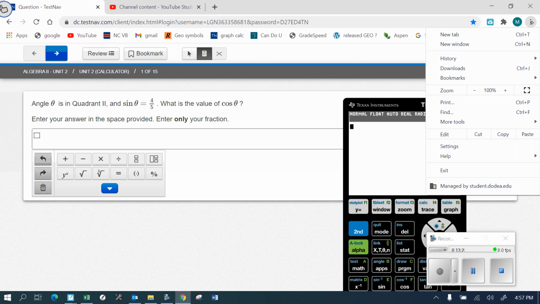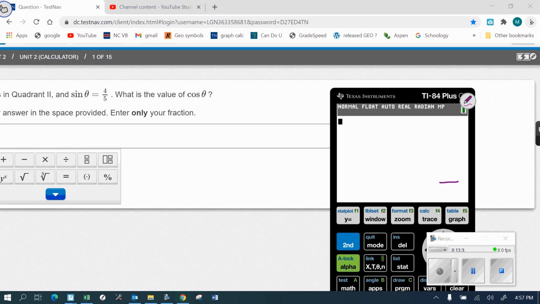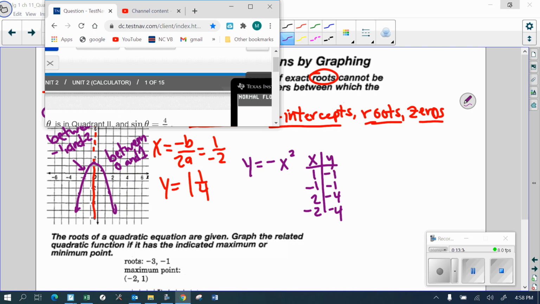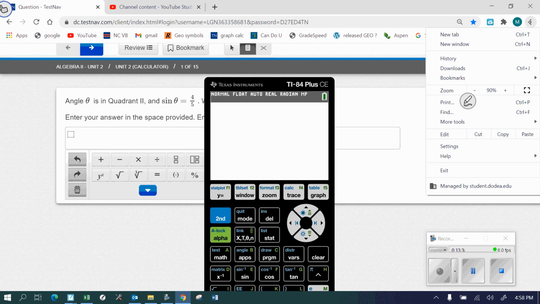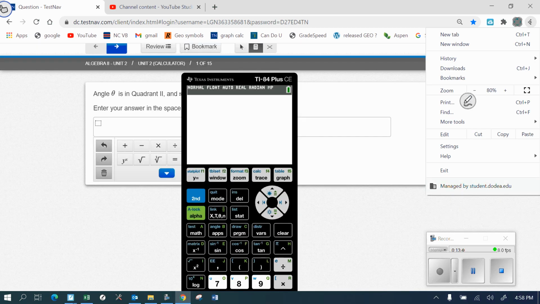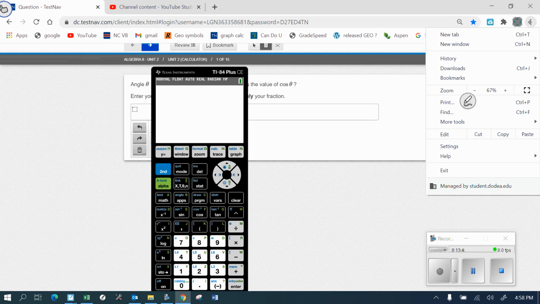Oh, it is at 100%. Dang, why is this so big? How did this get so big? I thought this was... I don't know why.